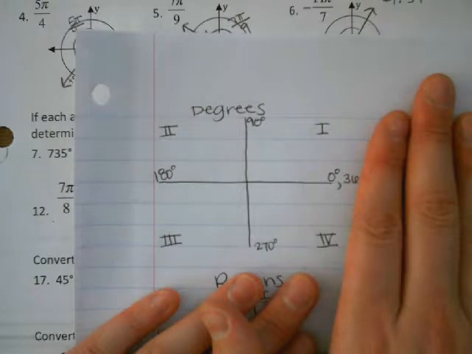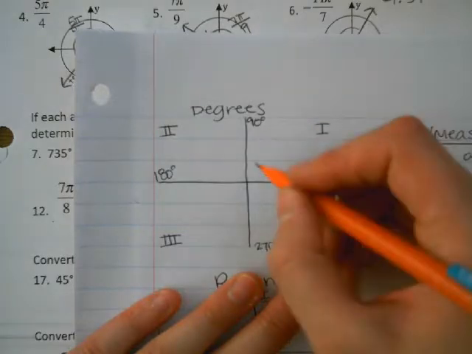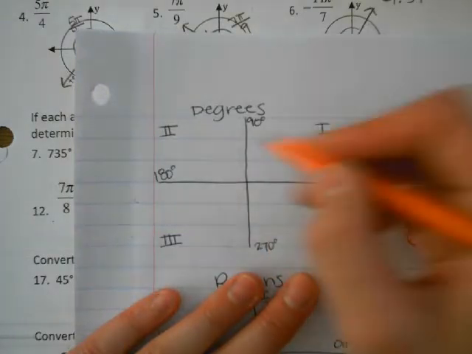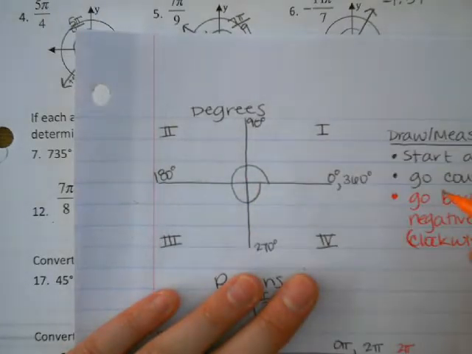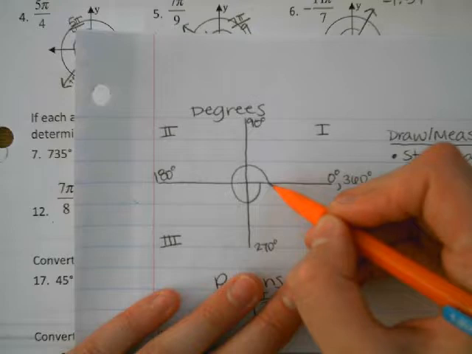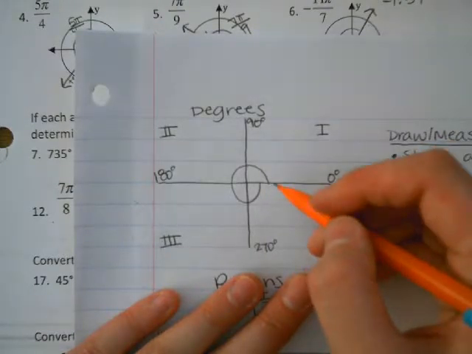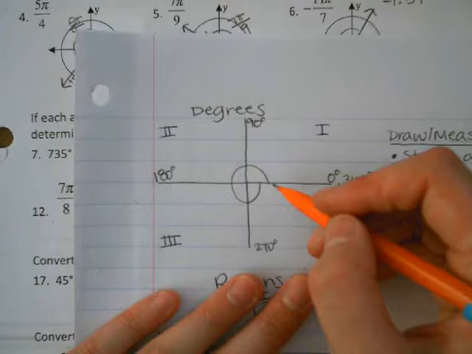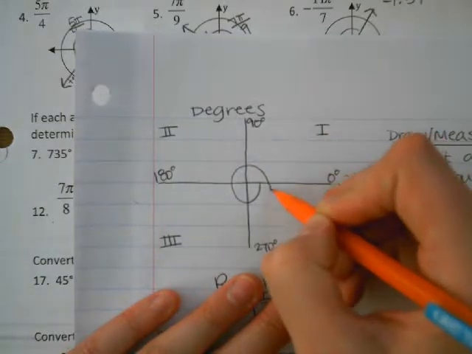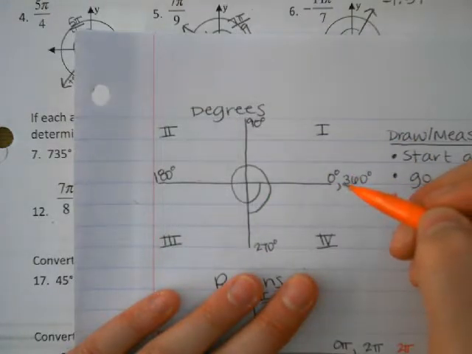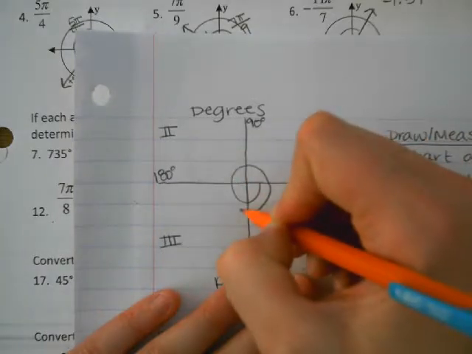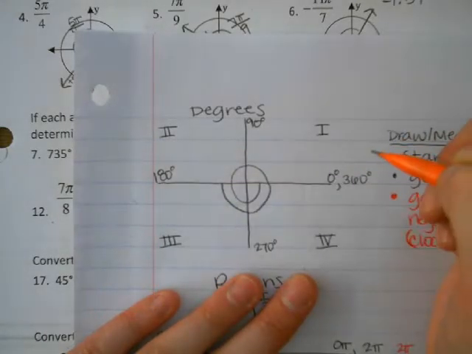Okay, we ready to start drawing 735? Yep. Okay, so I know for a 735 degree angle I got to go all the way around, right? Yes, ma'am. So I go all the way around, that's 360 degrees. Am I done? No. What if I go another 90? How far am I? I don't know. Use your calculator. 450, okay. If I go another 90, that's 450. Have I gone far enough? Can I go another 90? Yeah, 540.